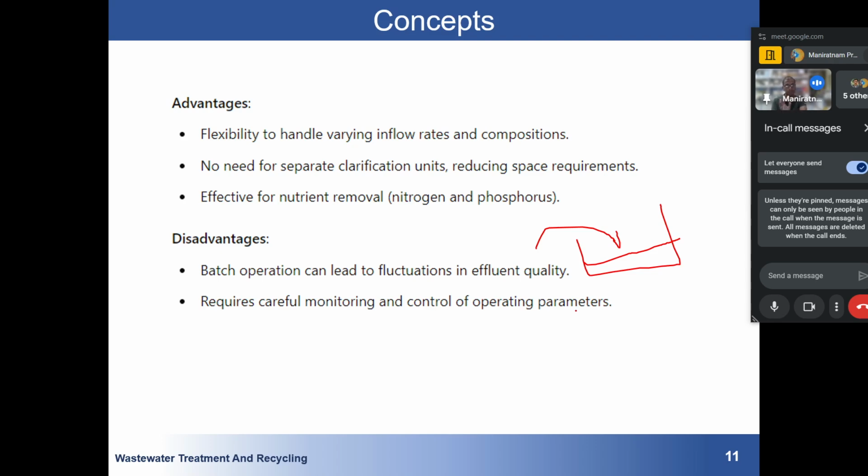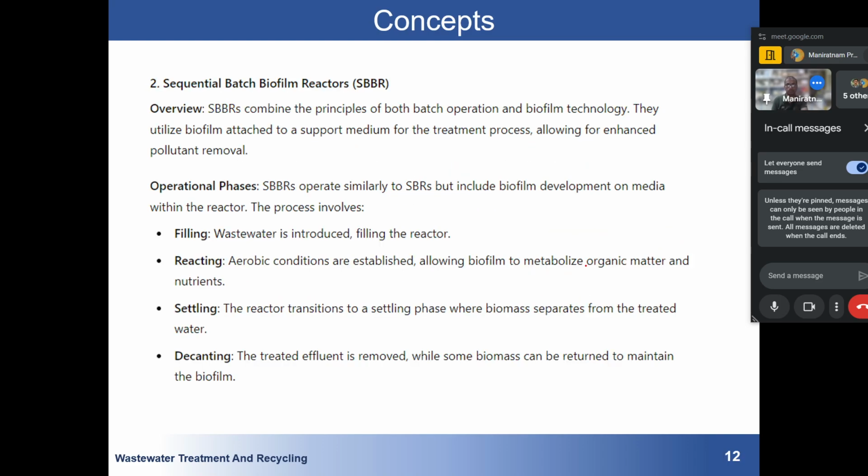So for every batch, if you want the quality of effluent to be good, then you have to do proper monitoring, and whatever parameters have been set, you have to meet those parameters, so that no more than this amount of sludge is accumulated for the next cycle and all these things.